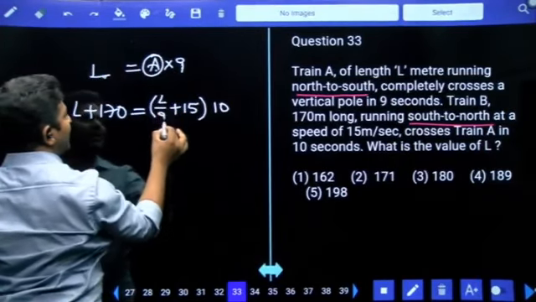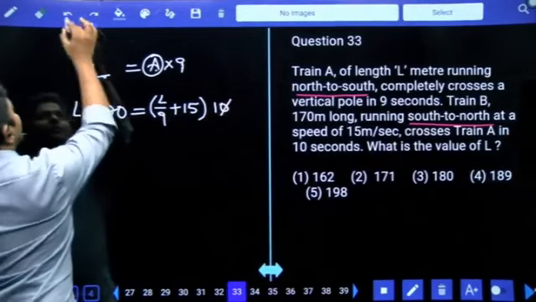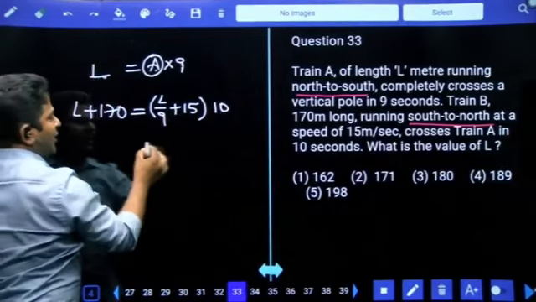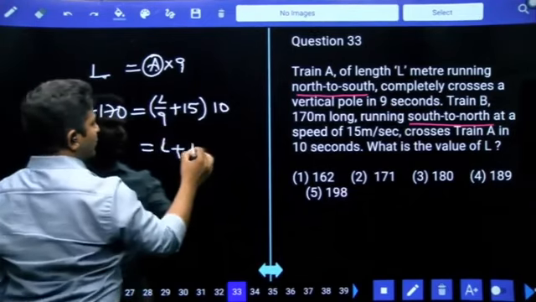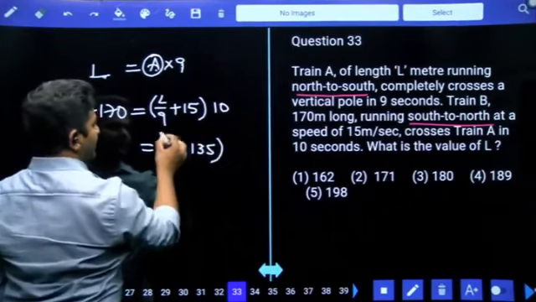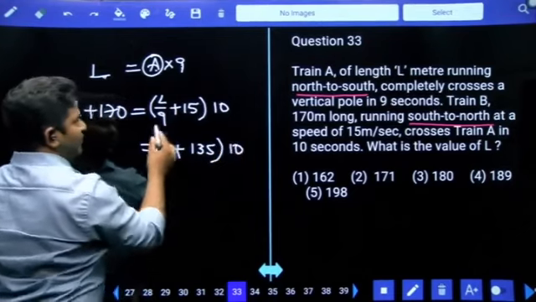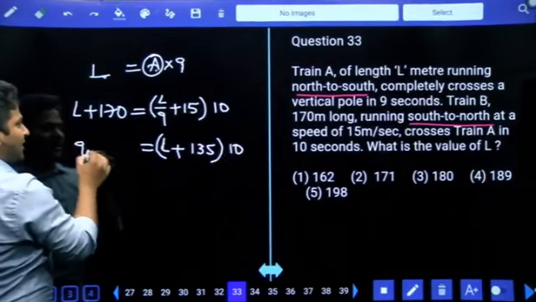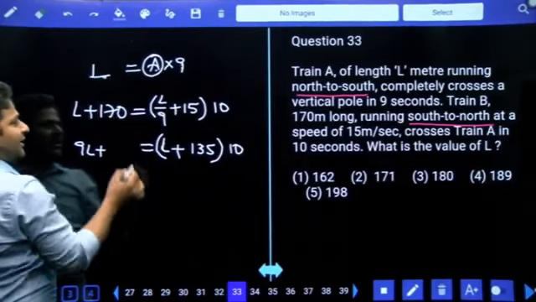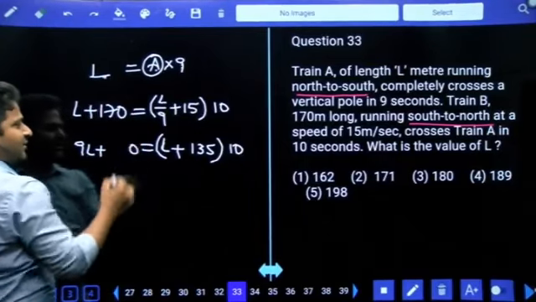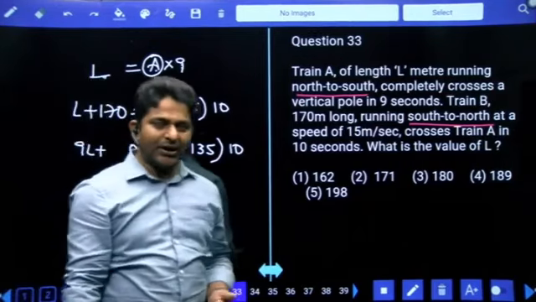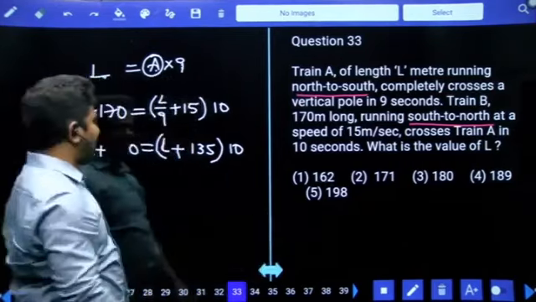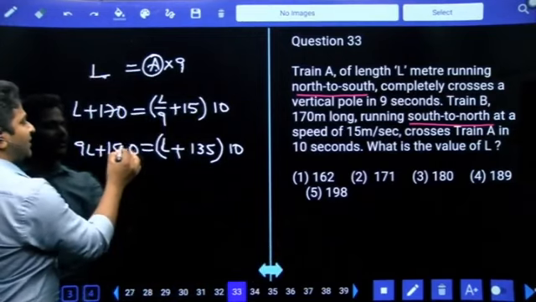So in place of A, you can write L divided by 9. Now take 9 common. L plus 170 into 10 by 9, equal to 15 times 9, which is 135, into 10. The 9 goes to the other side. 9L plus 9 times 170. 17 times 9 means 17 times 10 minus 1 time, so 170 minus 17, which is equal to 153, with a 0 here, so 1530.